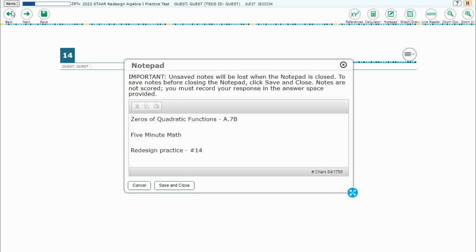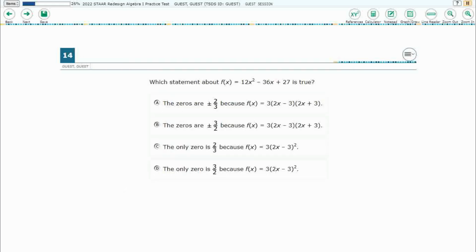Today we are looking at the Algebra 1 concept of zeros of quadratic functions. This is standard A.7B in the great state of Texas, and we are using item number 14 of the Redesign Practice Online STAAR test. If you haven't done so already, please go ahead and take a moment to pause the video, work this problem out on your own, unpause it, and we will look at our answers together.